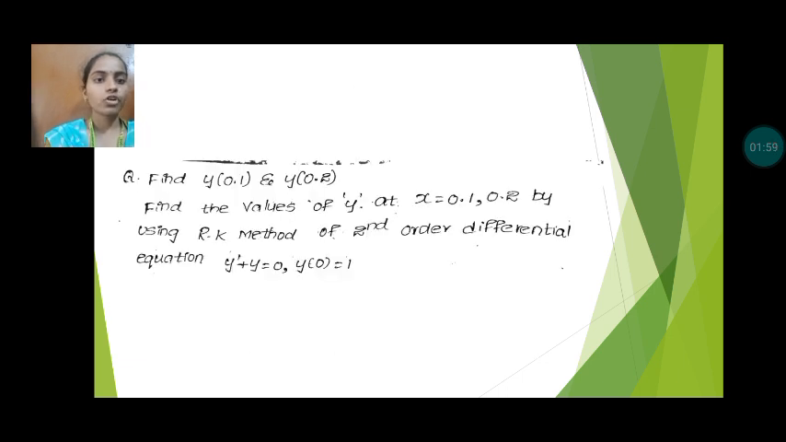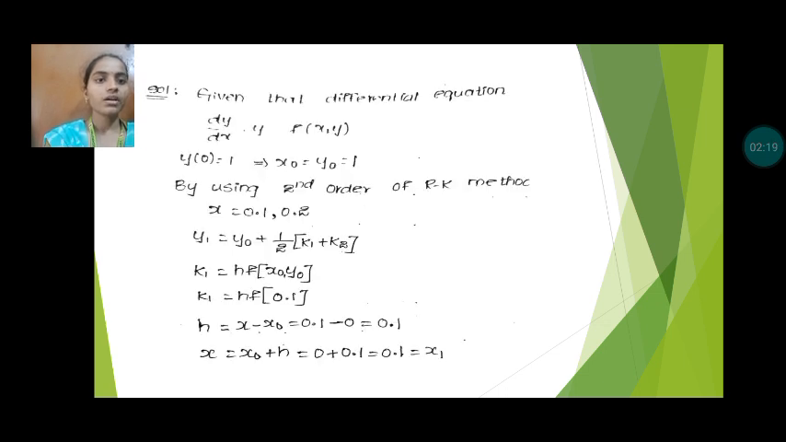Find y of 0.1 and y of 0.2. Find the value of y at x is equals to 0.1, comma 0.2 by using RK method of second order for the differential equation y dash plus y is equals to 0, y of 0 equals to 1. Given that differential equation, dy by dx is equals to minus y, y of 0 equals to 1, x naught is equals to 0, y naught is equals to 1.